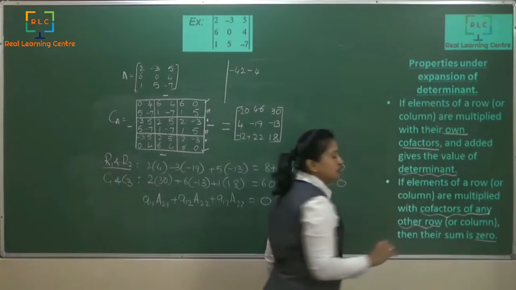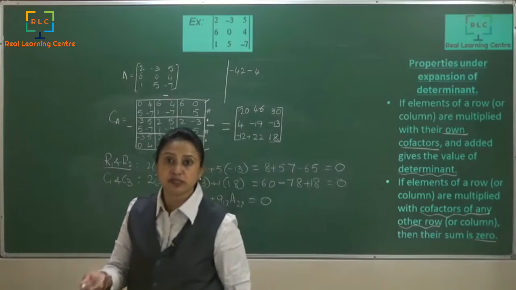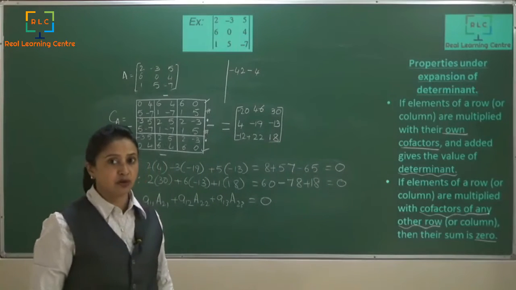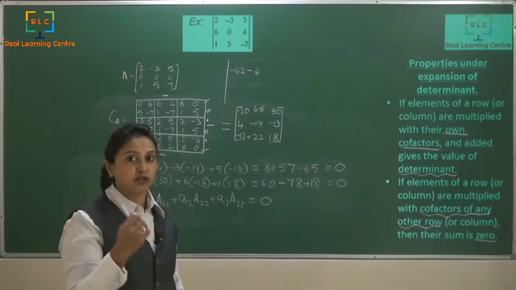How am I getting the determinant? So how many ways can you take out the determinant? There are 6 different ways to take out the determinant: along any row or along any column.